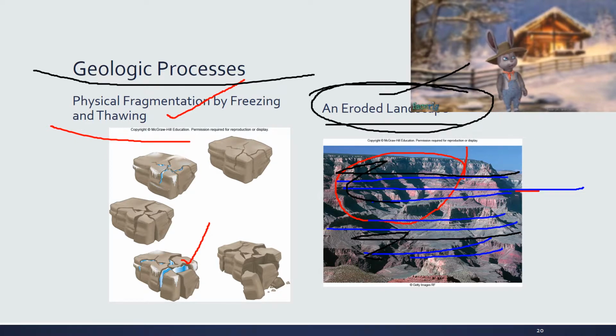So soil can be formed from geological processes, weathering, and also a type of weathering called erosion, which tends to be more of a finer tuning of that type of soil.